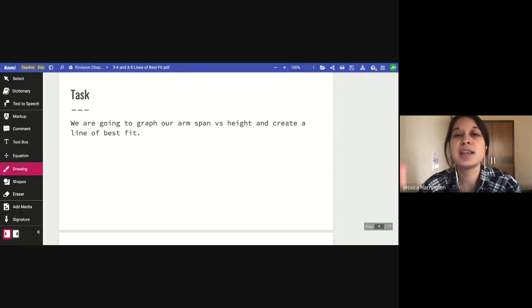And then we're going to explain what that graph tells us, right? Is there any correlation, any association between height and arm span, or no, right? That's what we're going to investigate today.